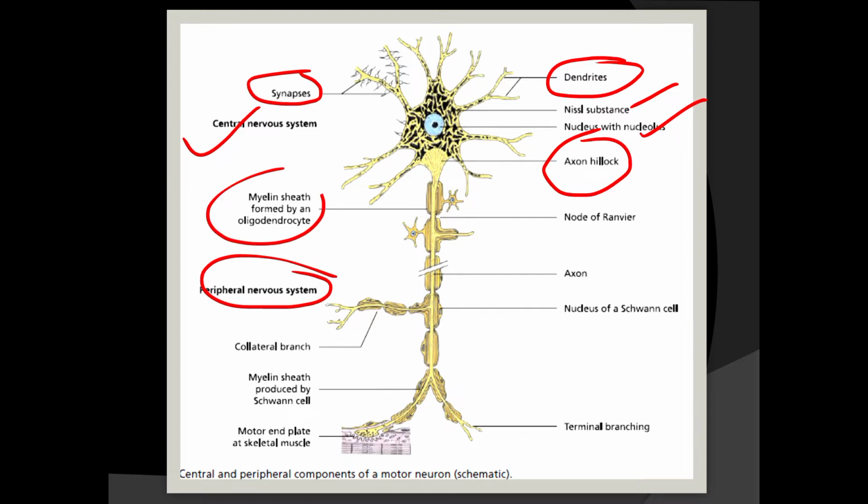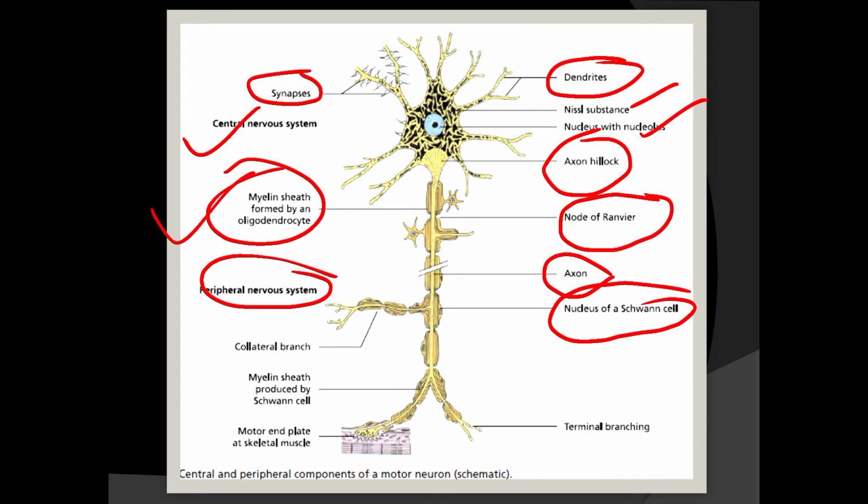Then the myelin sheath formed by an oligodendrocyte. So this is the myelin sheath which is formed by the oligodendrocyte. These are the nodes of Ranvier. Then you can see the axon. Like this, we can see the nucleus of the Schwann cell which is found around the axon. These are the collateral branches, and the myelin sheath produced by the Schwann cell.